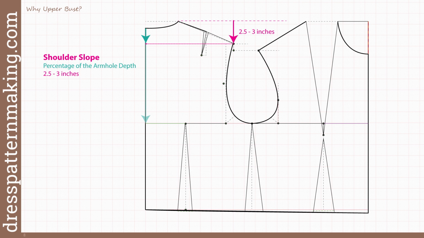The shoulder slope is another measurement that is often assumed. I have 5 textbooks with block making instructions and 3 of them have the shoulder slope assumed based on a percentage of the armhole depth. So in the block making system shown on the slide on screen, the shoulder slope is based on a percentage of the armhole depth. Here the shoulder slope has ended up somewhere between 2.5 and 3 inches. That's measuring from the high neck point down to the shoulder as shown. So all blocks drafted with this system would end up with that shoulder slope.